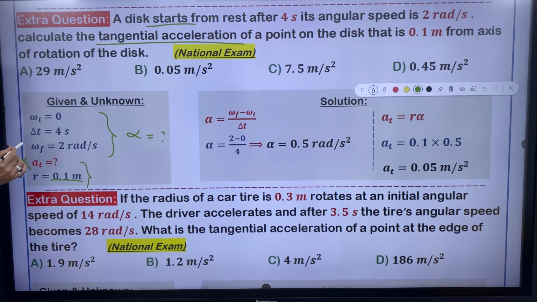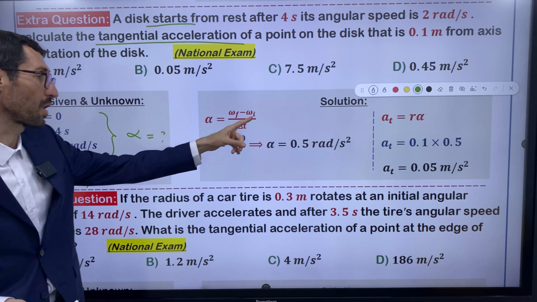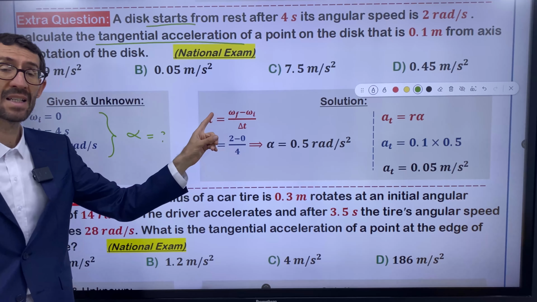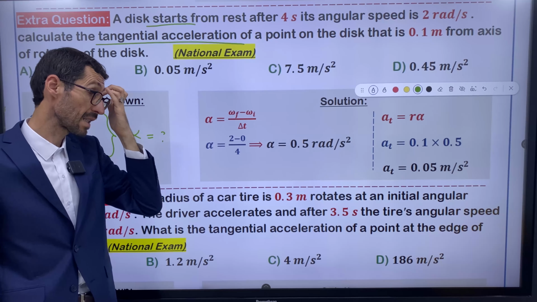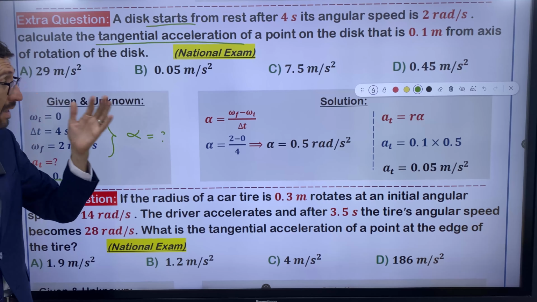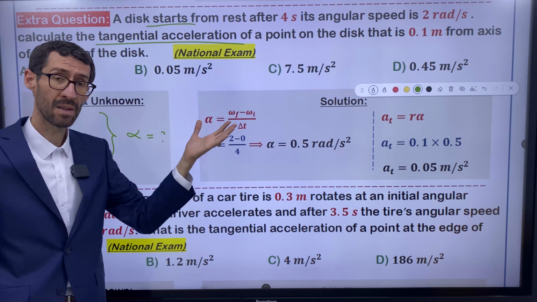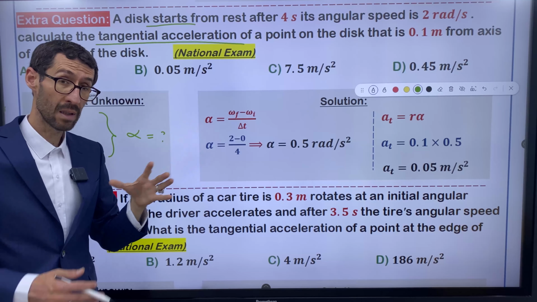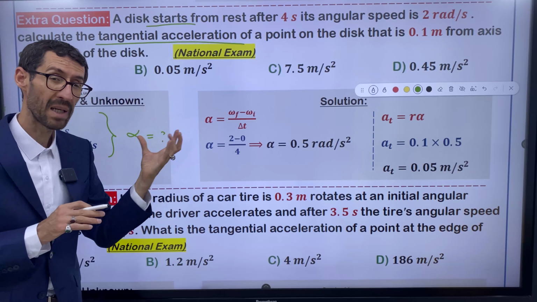Omega I, delta t, and omega f. So look for the equation that involves this information. Which one involves this equation? This equation. Maybe you say, teacher, we haven't seen this equation before, and it's not in our kinematic equations, but I'm going to make it easy for you.